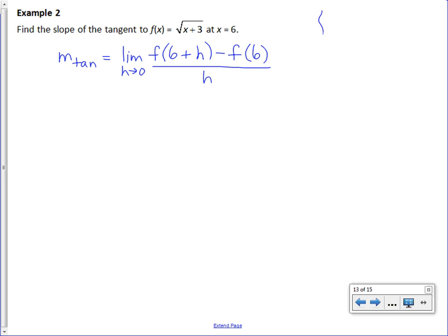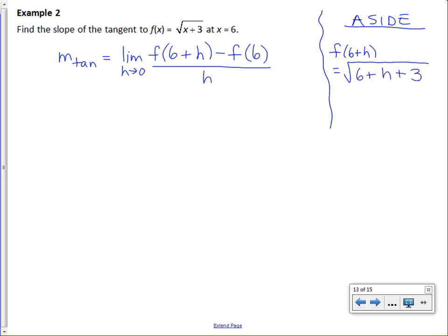Now, I'm going to still do an aside. There's not going to be as much to do in my aside here. There will always be more to do when it's polynomial. We have to expand and collect and everything. Here, f at 6 plus h is going to be, everywhere there's an x, I replace x with 6 plus h. So everything goes under the square root. 6 plus h plus 3. Can I simplify that? Square root of h plus 9. I'll do h plus 9, that's fine.